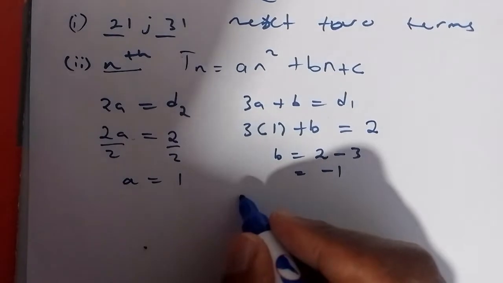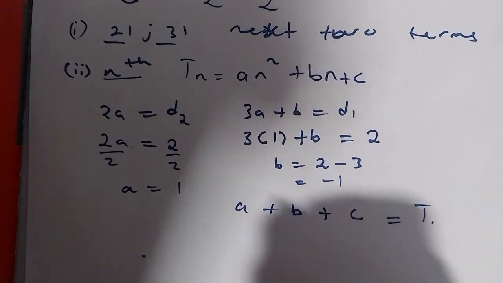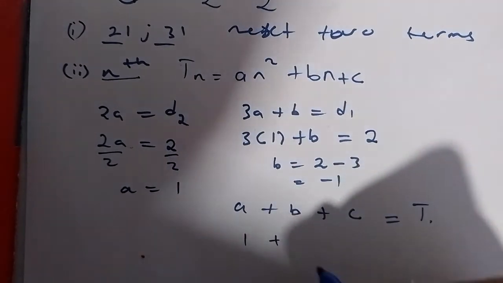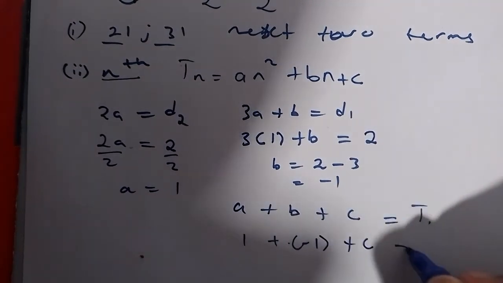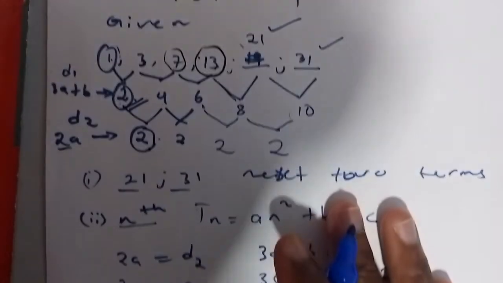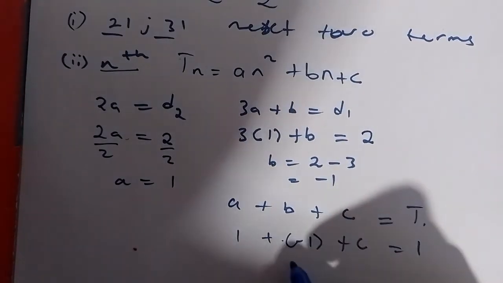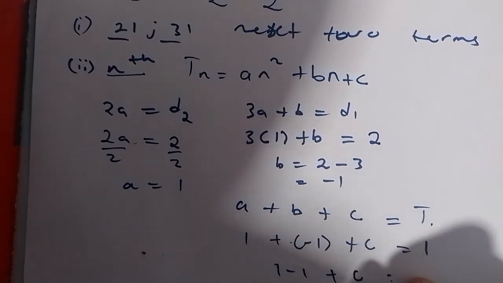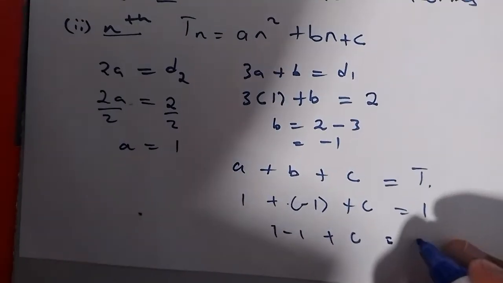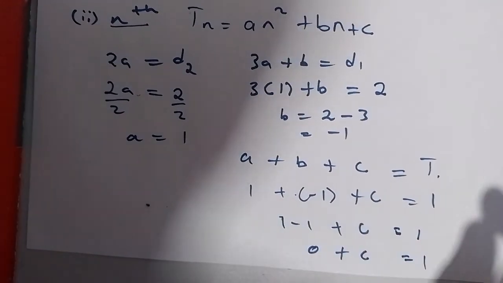Right? Then I can just say A plus B plus C is equal to T1, or term number 1. Then what is A? A is 1. Plus what is B? B is negative 1, plus C is equal to, if you remember, the value of T1 is 1. There. Then this is 1 minus 1 plus C is equal to 1. This is 0 plus C is equal to 1. Now C is equal to 1, you can see.